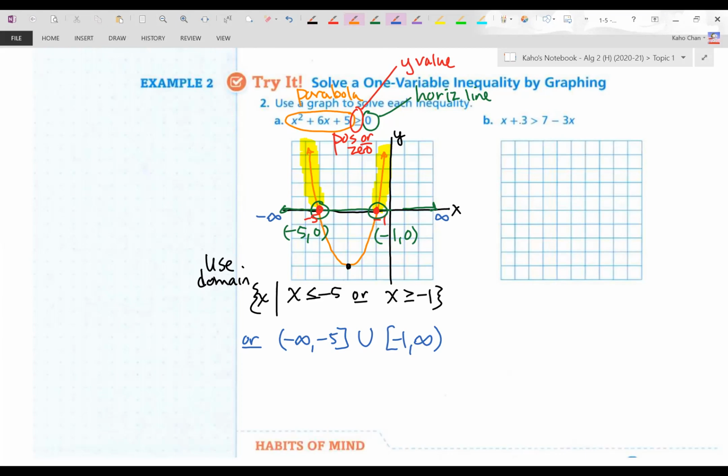We've got the left side is a line, and the right side is another line. But this time, we want to see where it's greater than only. So this is only positive, not equal to 0. Again, we focus on the y value. Let's switch over to Desmos.